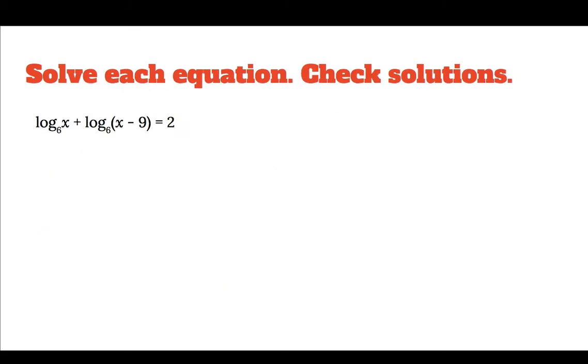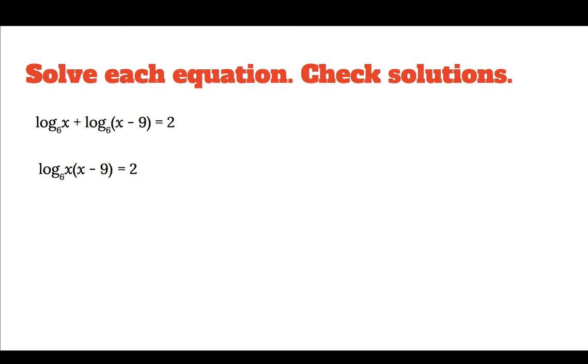So first off, I see the problem. I might say, well, how do I get started? The first thing I notice is that there's a plus sign here. That plus sign tells me that the product property was in use. So instead of pulling the problem apart, I'm going to push the problem back together. So I had 2 log base 6s. I push it back together. Now I've got log base 6 of x times x minus 9. That's still equal to 2.